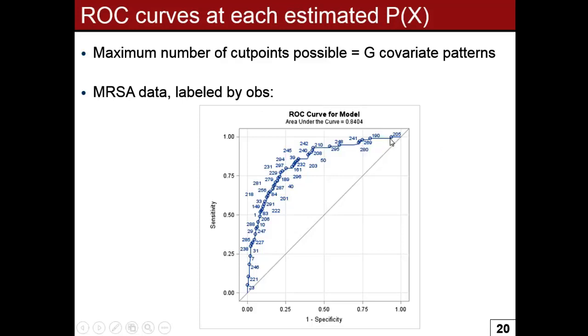Here's 205. What it did, it went to observation 205 in the data set and said, hey, you've got antimicrobial exposure, you're a female, and your age is 26. I'm going to compute out of my logistic model for that profile of X's, your predicted probability is 0.9. You are going to have resistant staph. And it uses 0.9. That intersection of covariates, it predicts a 0.9, and it makes a cut point of who's above and below 0.9.